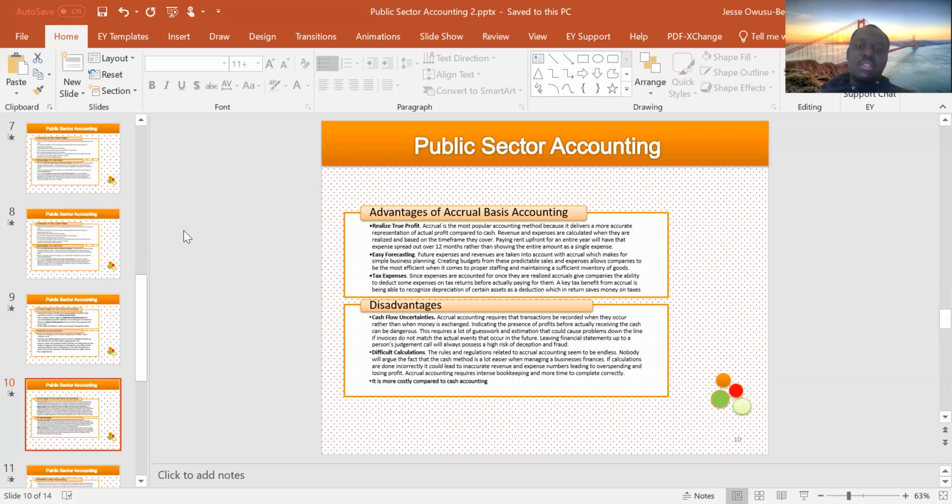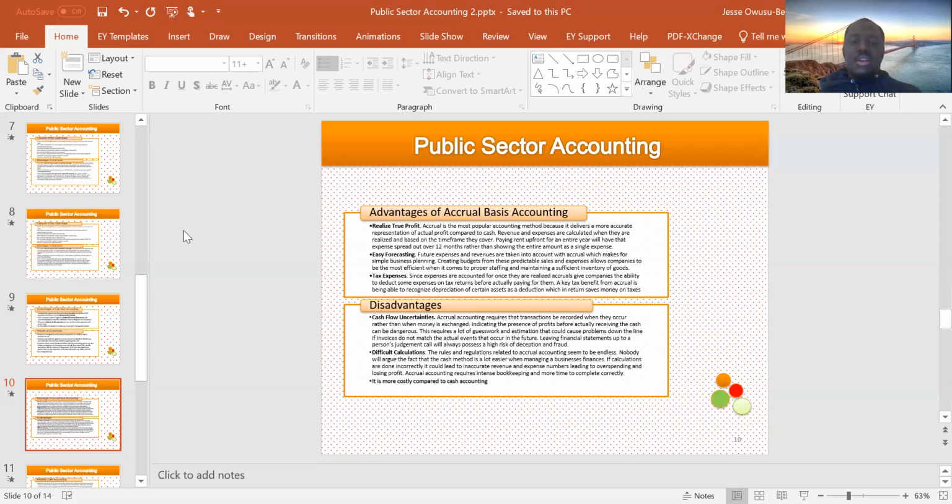It makes sure that revenue and expenses are calculated when they are realized and based on the time frame that they cover. So for example, when you pay a subscription and it's for 12 months, the accrual basis of accounting would make sure that payment, if it's $5,000 or $6,000, is spread over the 12-month period.